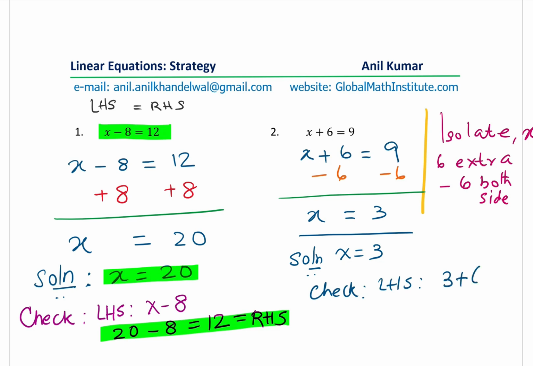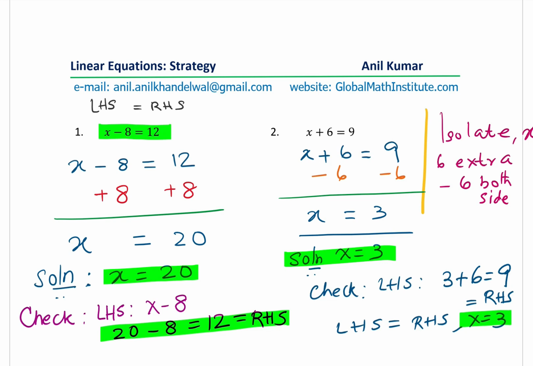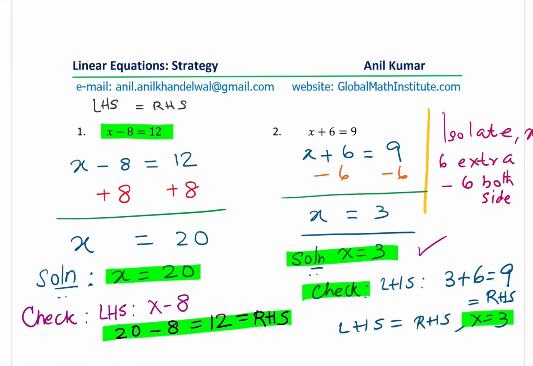So I have 3 plus 6 equal to 9, which is equal to the right hand side. So once again we have left hand side equals right hand side for x equals 3, and therefore that is the solution. Correct? So x equals 3 is the solution, and that is the correct solution as we have checked our result. Clear? So that is how we are going to solve the equations.